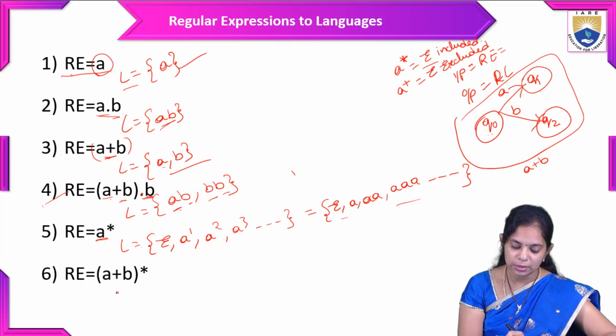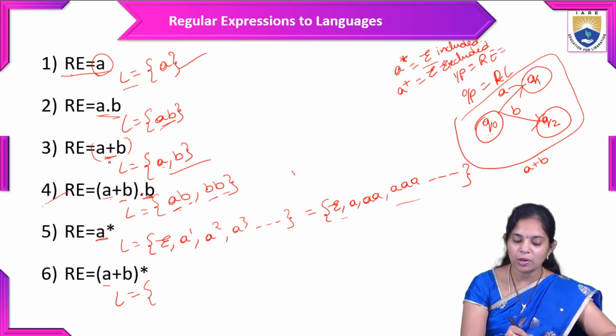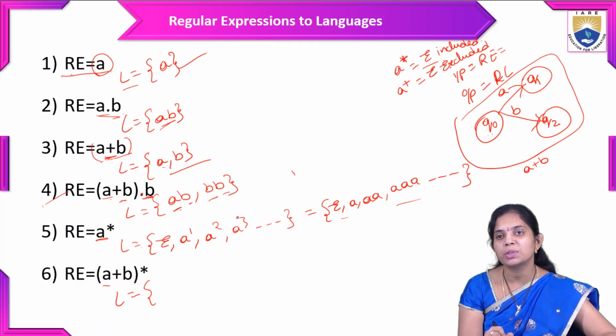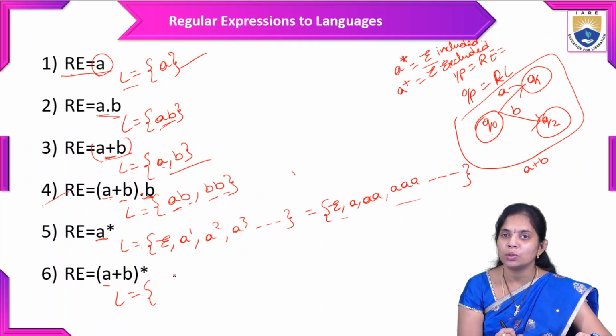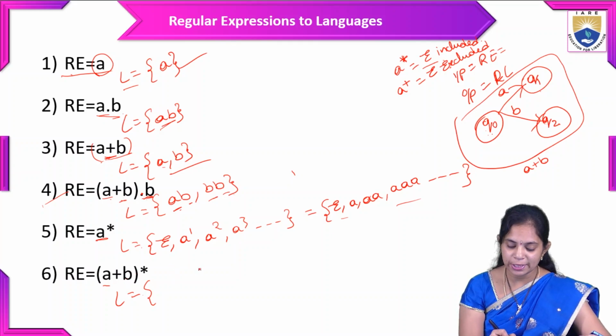And next, the language for (A plus B) whole star. Here, A plus B we already discussed: there are two options, the string can start with either A or B. So for the strings of (A plus B) whole star, the language indicates the epsilon symbol first, and then we start with A.